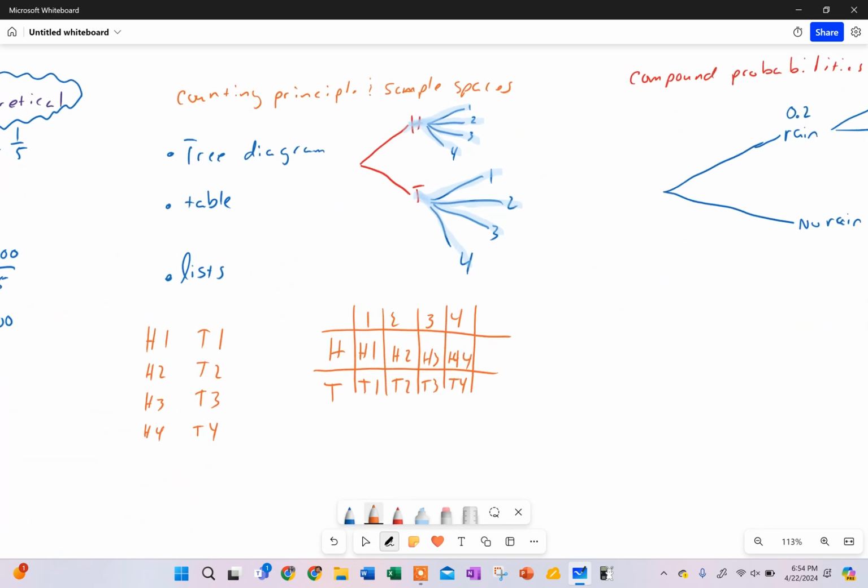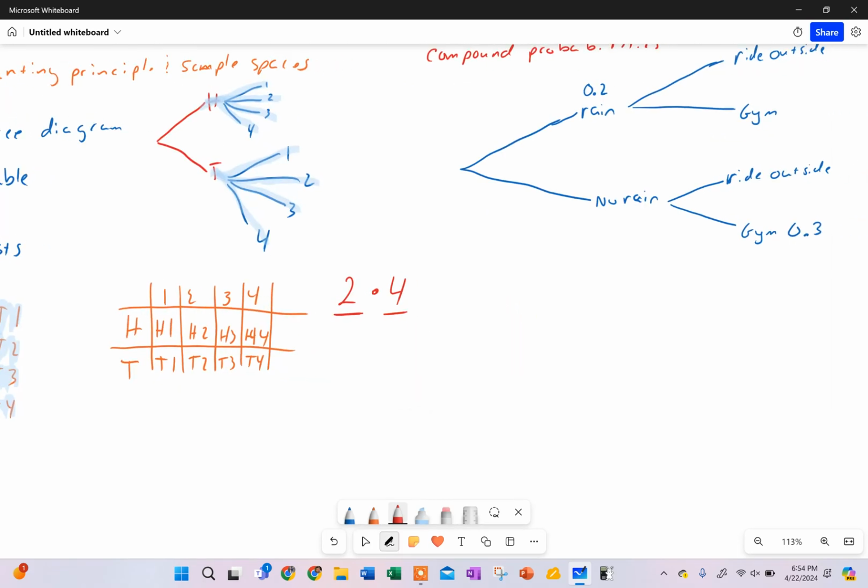You'll notice I have 8 outcomes. Now, the reason why I have 8 outcomes was because there are 2 ways of doing the first thing, and there were 4 ways of doing the second. So what that means is I can get a heads or a tails. So there's 2 ways of doing the first thing, and then there were 4 ways of doing the second. If I got a heads, there were 4 ways, and if I got tails, there were 4 ways. So there were 8 possible outcomes.